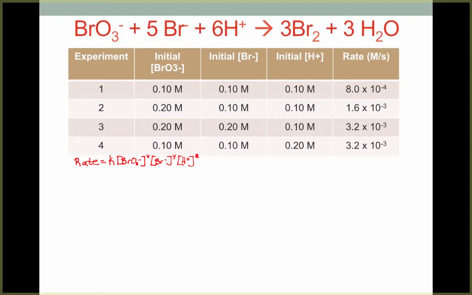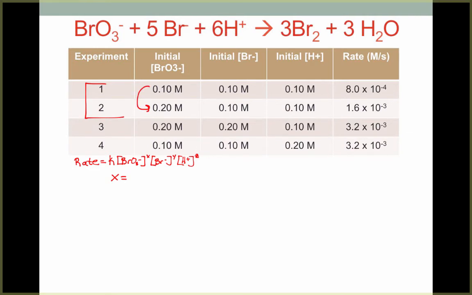So there's our general form of our rate law. Now we need to determine order for each reactant. So let's start by trying to determine X. X is the order for BrO3, so we need to find 2 trials in which the concentration of BrO3 changes, but the concentration of the other 2 reactants remains constant. Looking at trials 1 and 2, we see that this is the case.